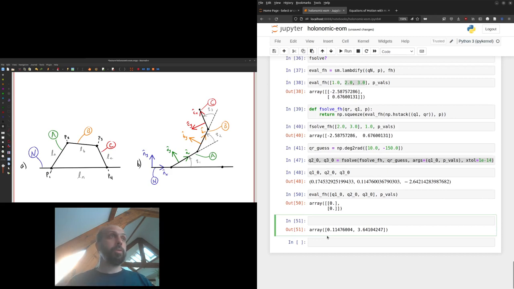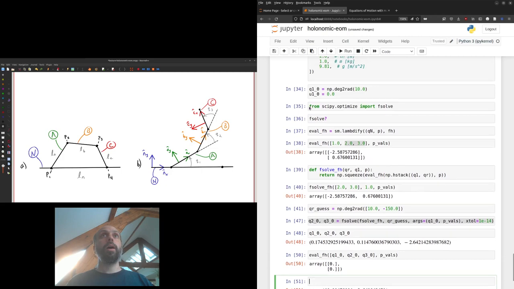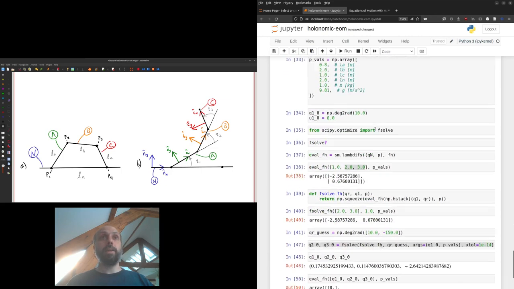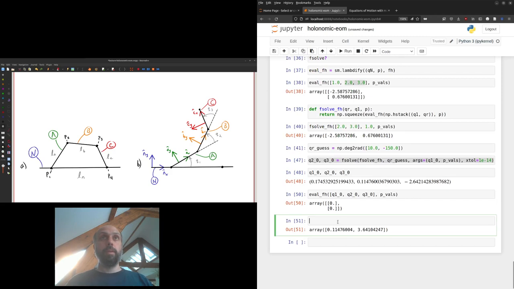But we have our initial configuration values. And we're going to need our initial U1 dot value, okay? So we have FD, right?